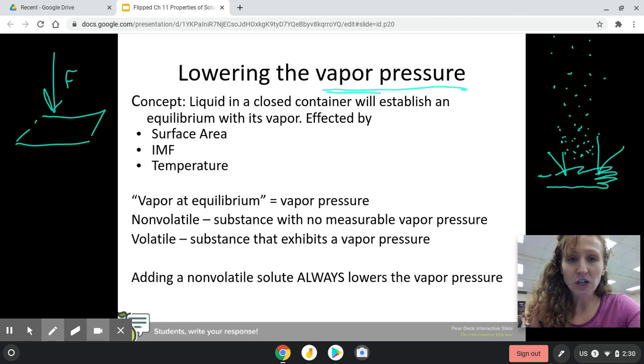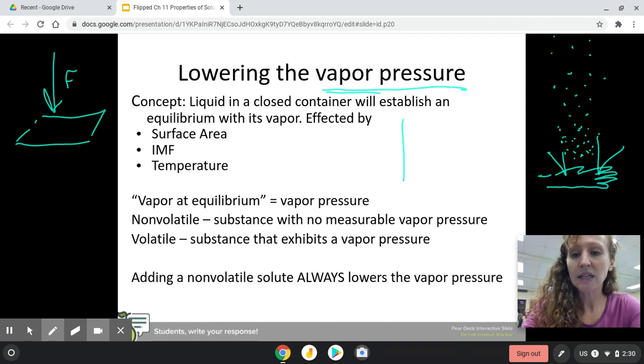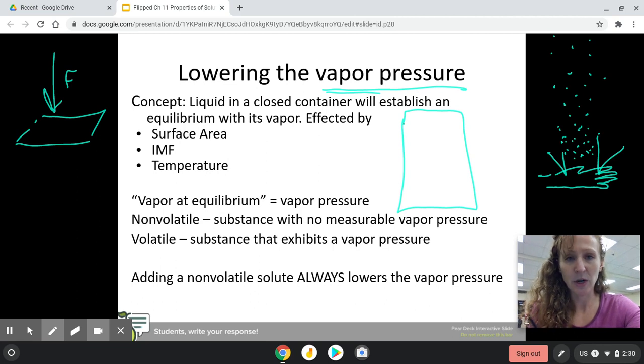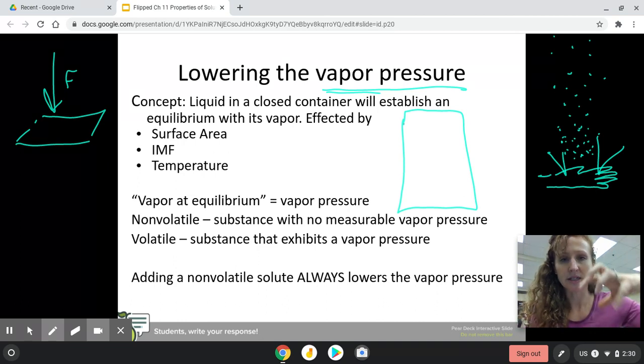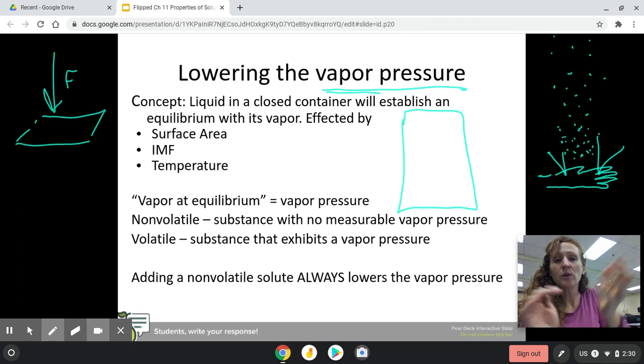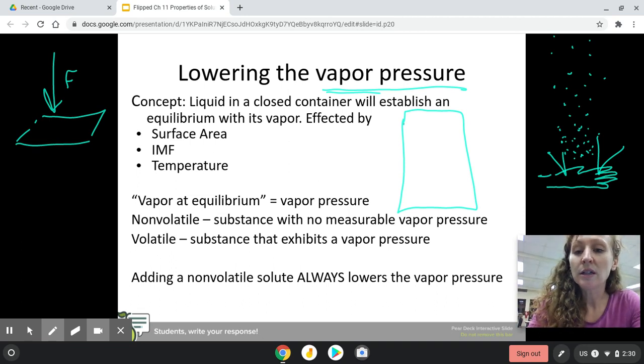So vapor pressure occurs inside a closed container. This is kind of the first thing we need to have in order to talk about vapor pressure. Vapor pressure doesn't occur above my hand into the atmosphere because it's not in a closed container. We need a sealed container. And then also in that sealed container, you need a liquid.